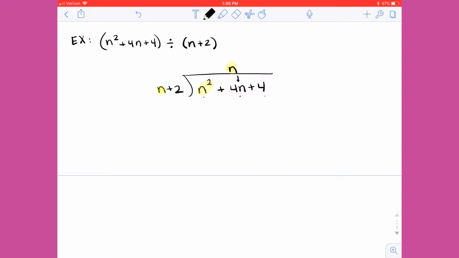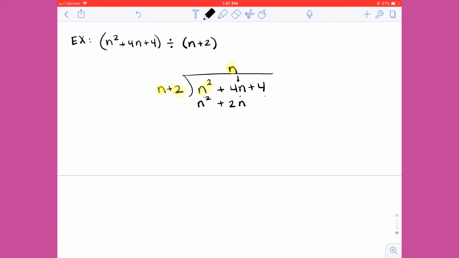All right, let's try that again. So n times n is n squared. Then I'm going to take n times 2, which is 2n. Sorry about that. I want to make sure I do n times n, and I get n squared, and then n times 2, which is 2n.